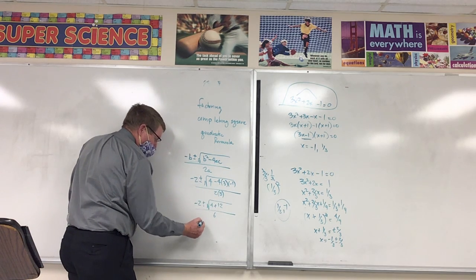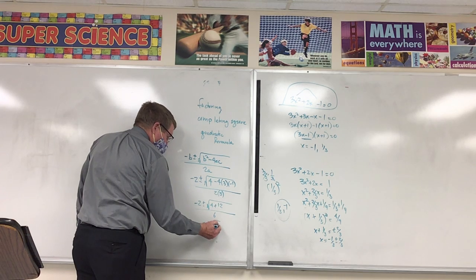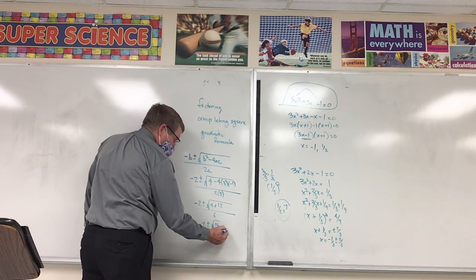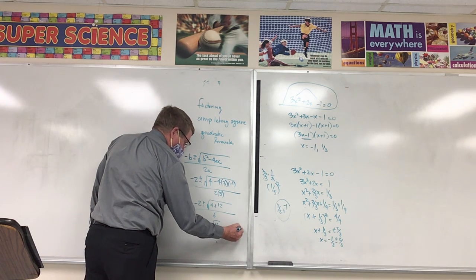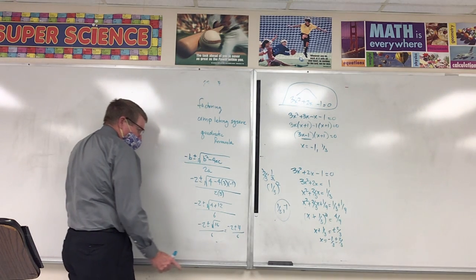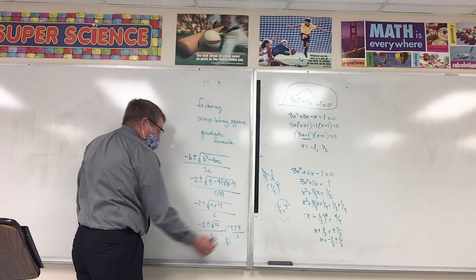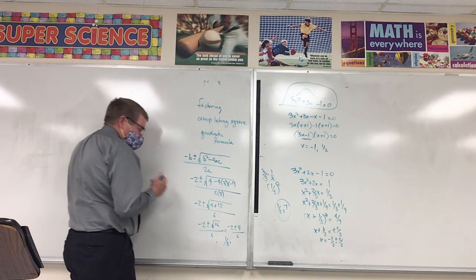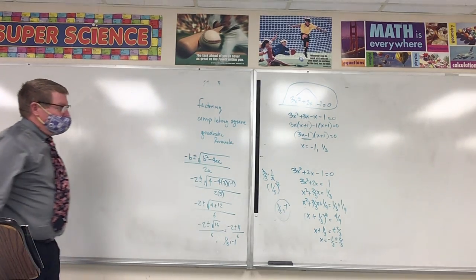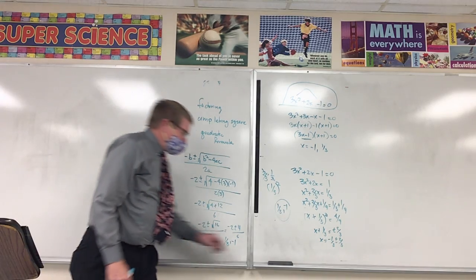Oh, that's what you're doing, okay? Negative 2 plus or minus the square root of 4 plus 12 is 16 over 6. Square root of 16 is plus or minus 4. So negative 2 plus 4, 2 over 6. And negative 2 minus 4 divided by 6. So, factoring, completing the square, quadratic formula.